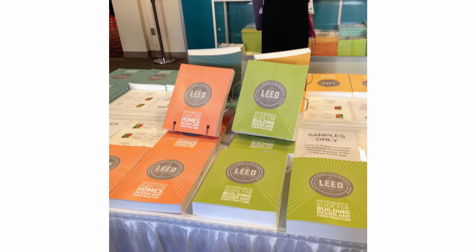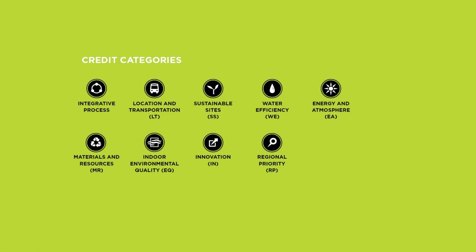LEED publishes 5 different guidebooks or reference guidelines, and in each of them, they describe every single strategy that you can implement to receive a credit. Here are the different credit categories, and I said we have 5 different types. I will talk about them in a moment, and you may see all or some of these categories in any of those 5 books.